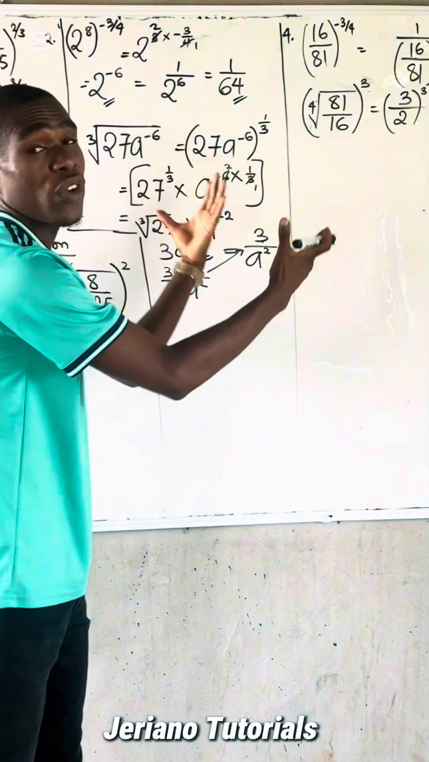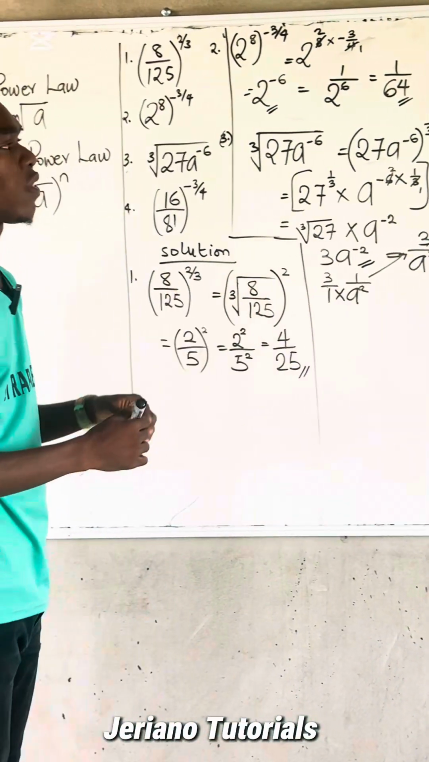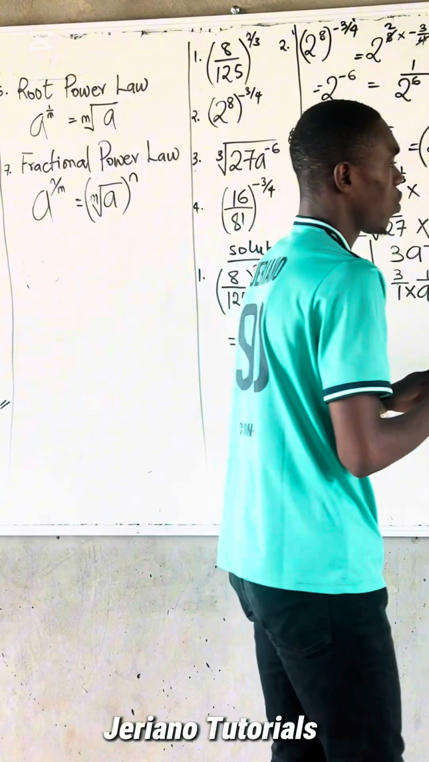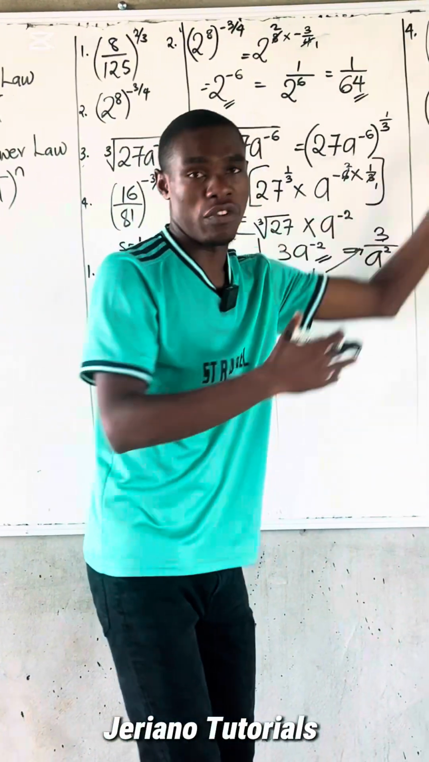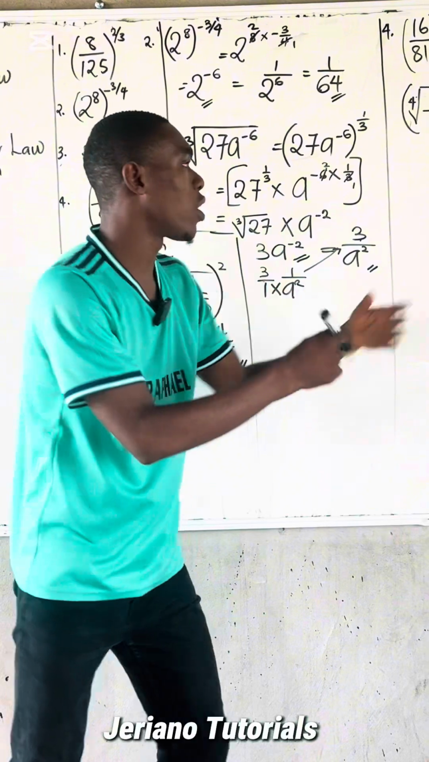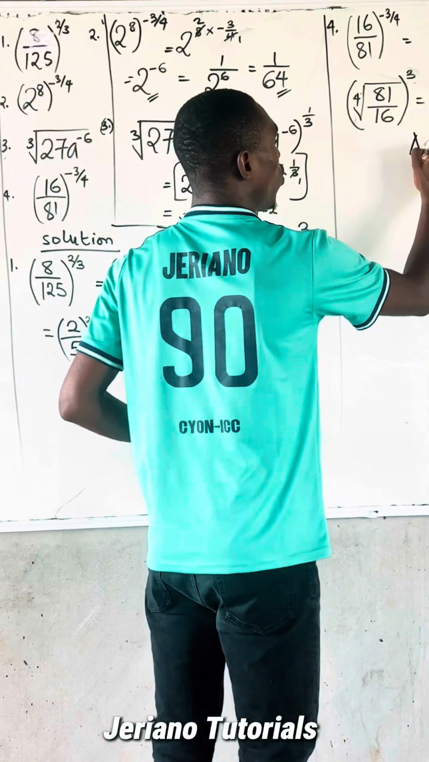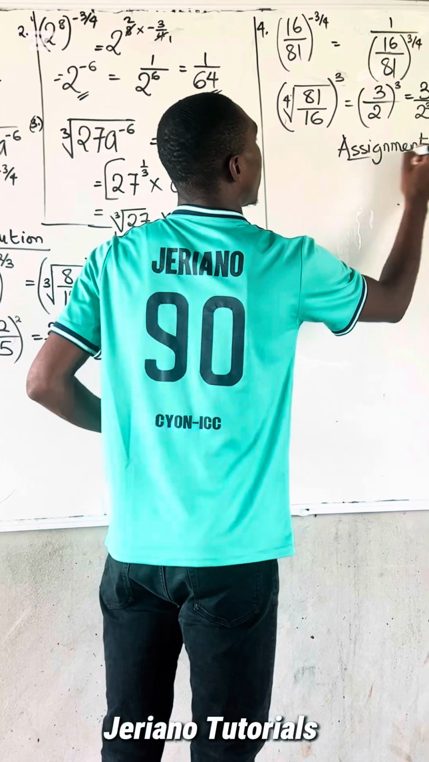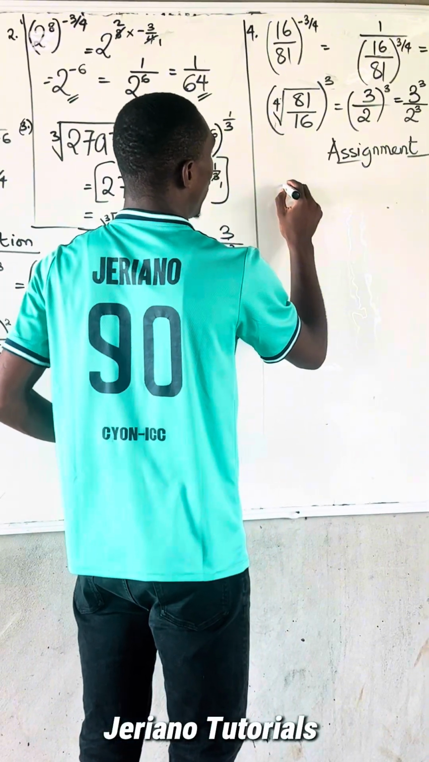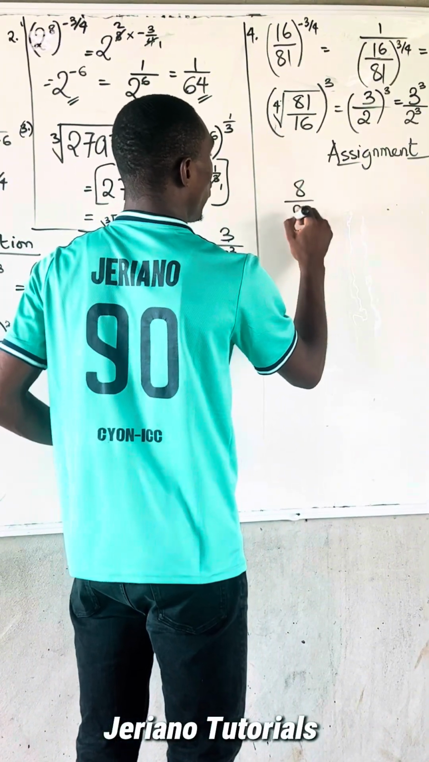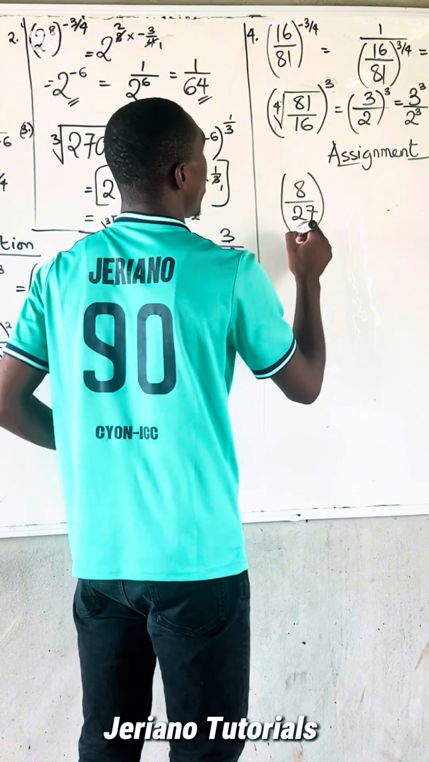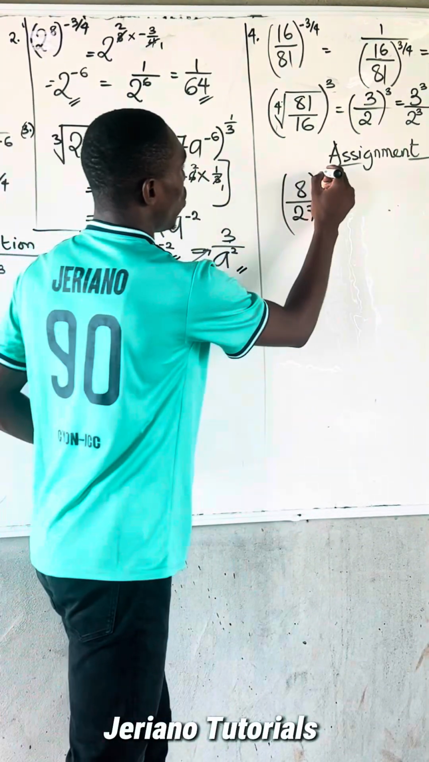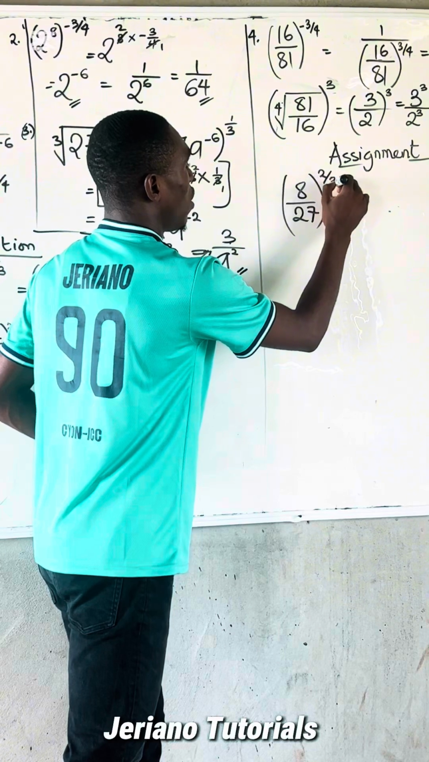Now, we've gone through all of this. Let me give you a simple question from what we've done. You attempt this. We have 8 over 27 raised to the power of 2 over 3.